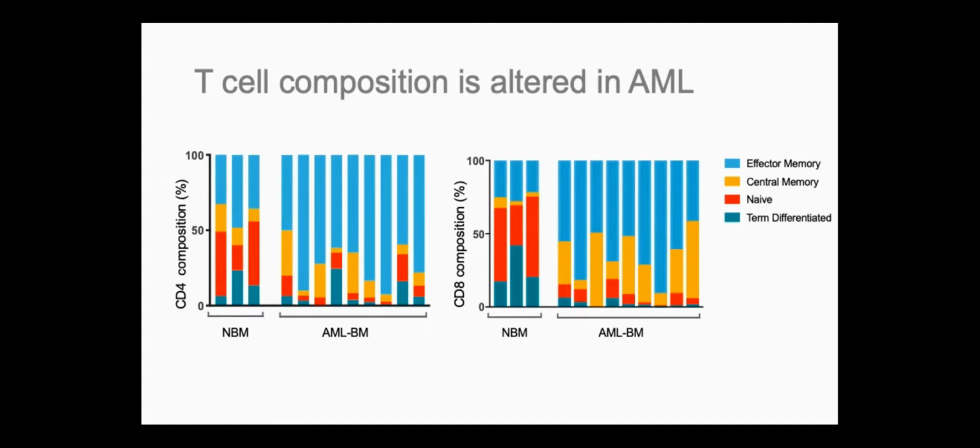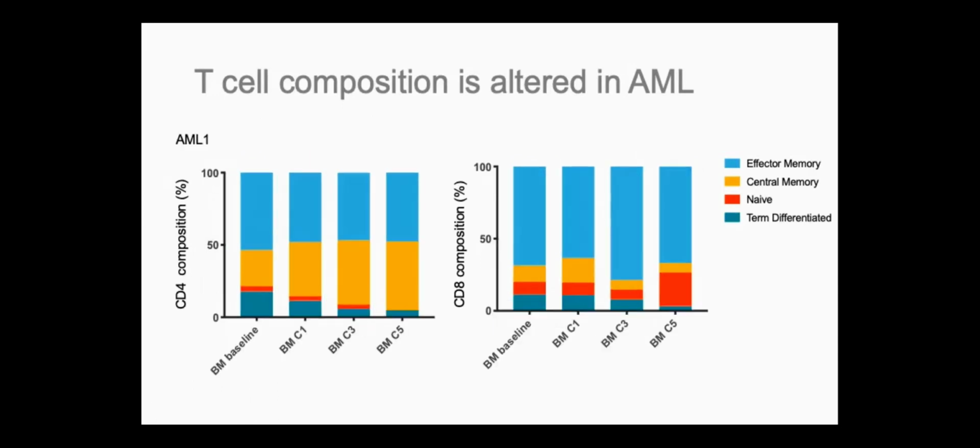And notably, we saw very, very few terminally differentiated and naive T cells in the AML bone marrows when compared to the normal bone marrows.